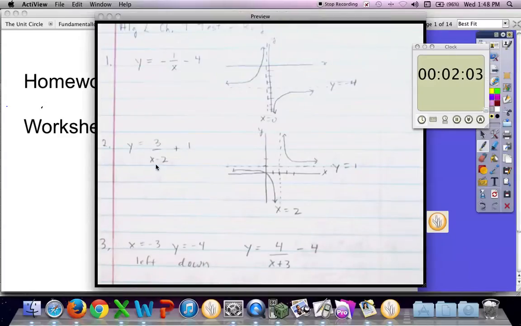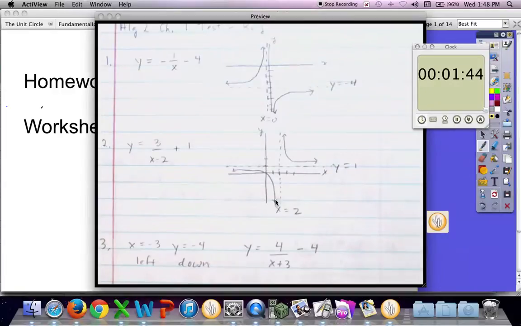This one was a shift of right 2, up 1. So the vertical asymptote was right 2. The horizontal asymptote was up 1. So x equals 2, y equals 1. Because it's positive, then we want to go quadrant 1 and 3.